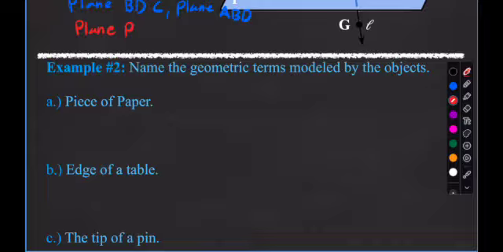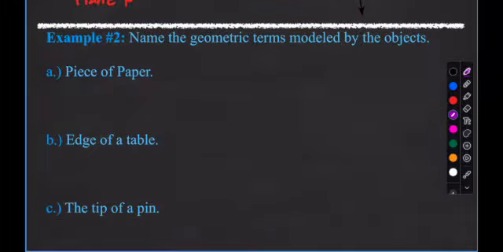Let's go to example 2. Name the geometric terms modeled by the objects. By the way, this is our last thing we are going to do in this lesson for now. Tomorrow we are going to pick up where we left off, and we are going to finish up this chapter. So it's a short lesson today.